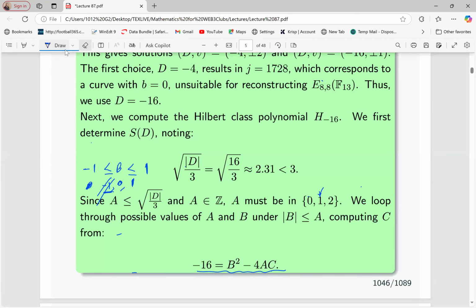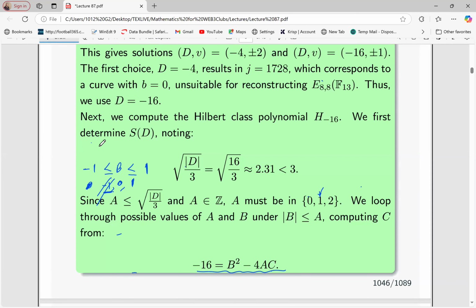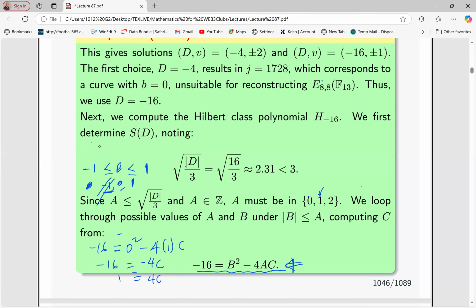Now, so if B is 0, so we just come back here. Just come back and see whether you can get C. B is 0. Just come back here. Negative 16 is 0 square minus 4. Our A is 1, multiplied by C. So negative 16 is negative 4C, which means 4C is 16, or C is 4.